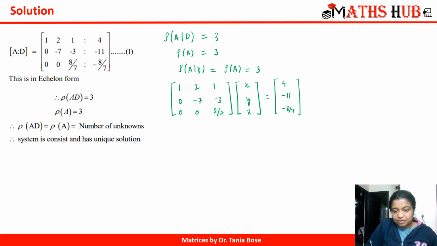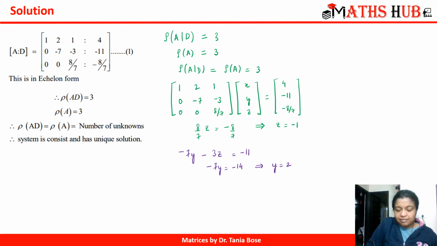0 into x plus 0 into y plus 8 by 7 into z is equal to minus 8 by 7. So this implies that z is equal to minus 1, right? We go back to the second last equation. 0 into x plus minus 7 into y minus 3 into z is equal to minus 11. So z is minus 1, so this will become plus 3. This goes that side and it will become minus 7y is equal to minus 14. So y will turn out to be 2.